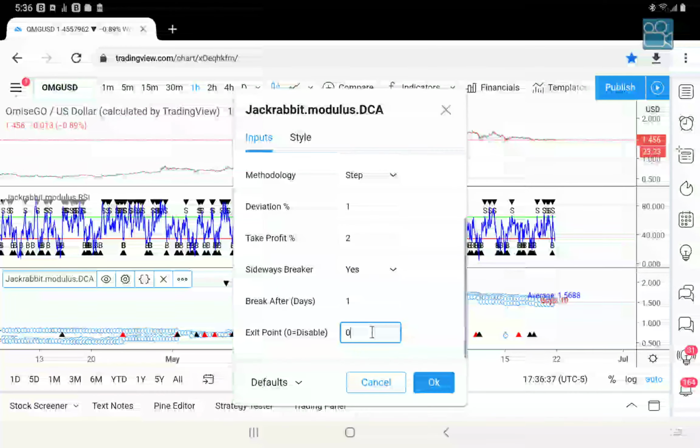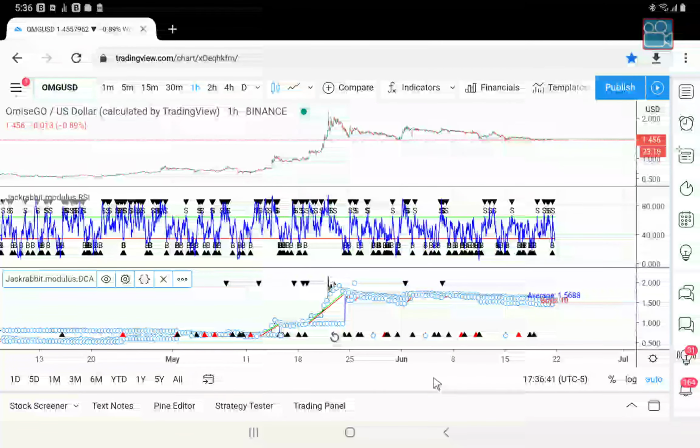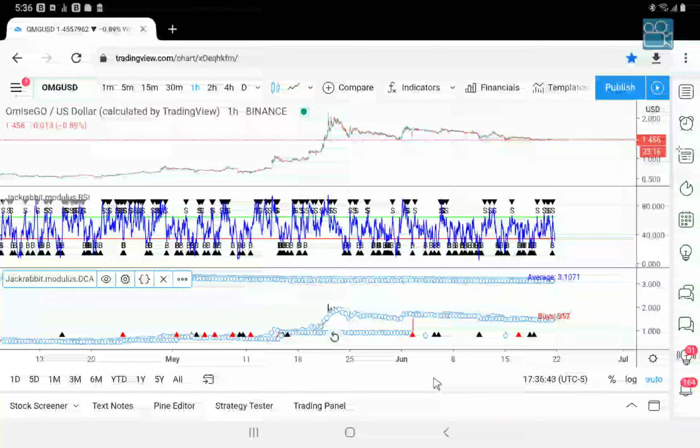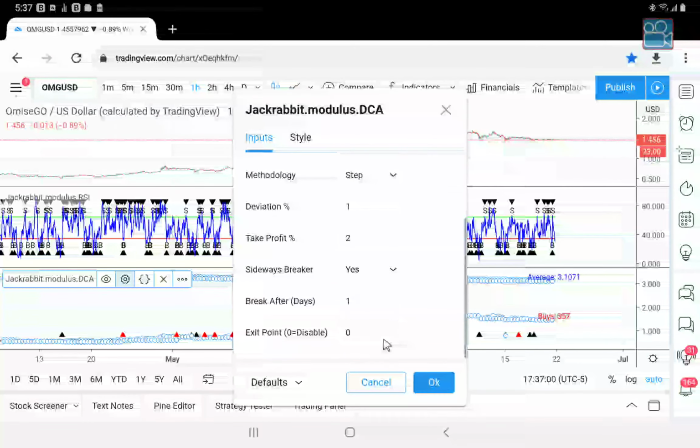With full 100% coverage. And it's still in the process of recovering. Not something I would personally do. I would personally use an exit strategy just to limit my funds and my exposure.